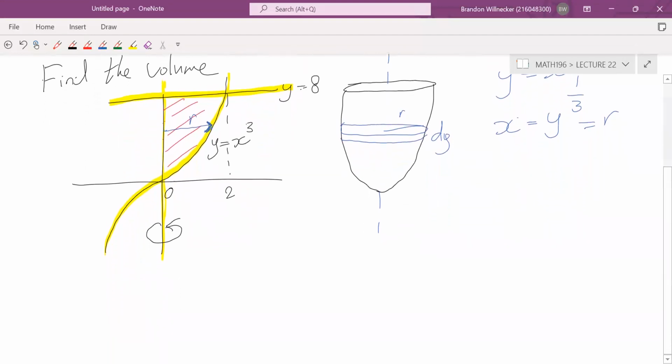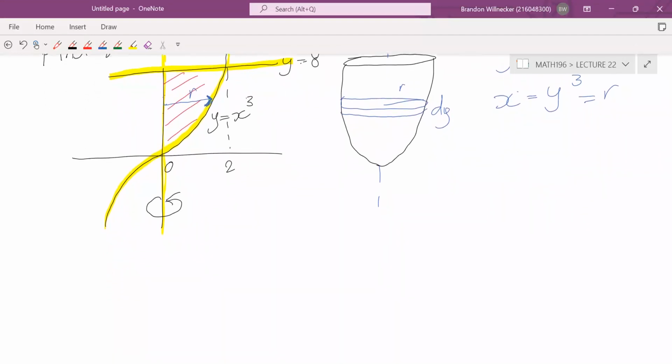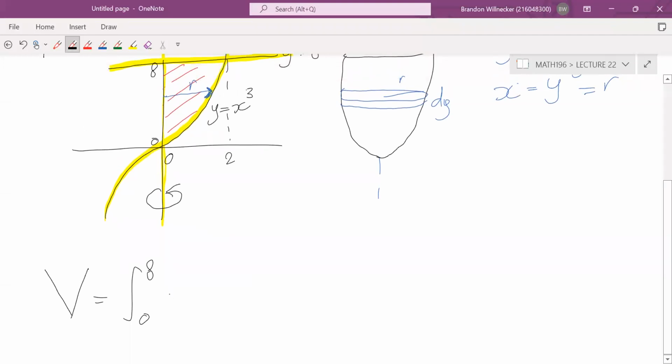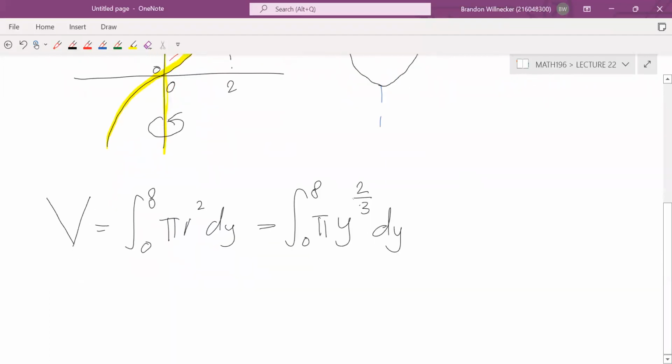Okay, so we've got the radius, we've got the thickness, we can find the total volume. So the volume is going to be the integral from 0 to 8, because remember, we integrate along the axis of rotation. So the axis of rotation is vertical, so we integrate in terms of y. So integral from 0 to 8, pi r squared dy. That's going to be the integral from 0 to 8, pi y to the 2/3 dy.